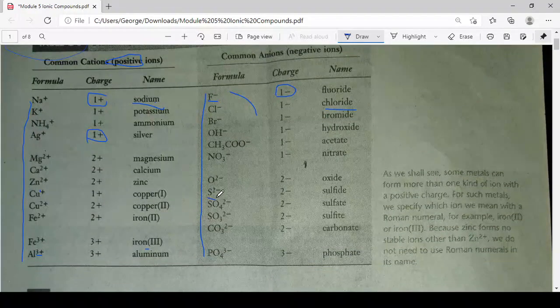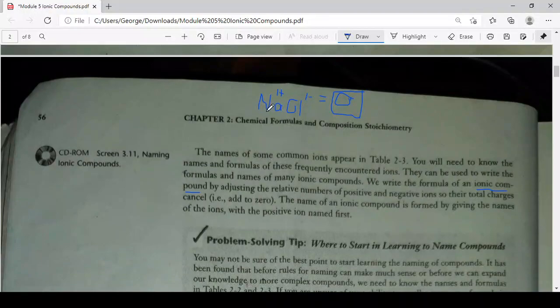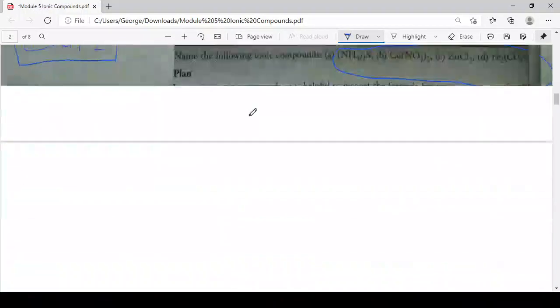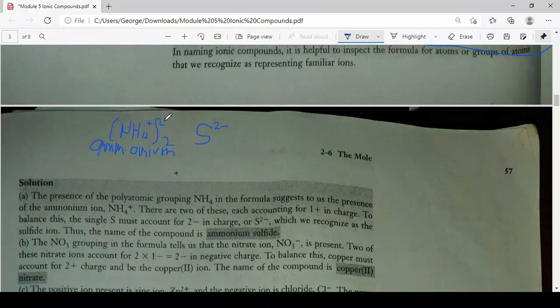Ang S natin is equals to 2 negative. Therefore, kay may 2 na ko ka ammonium ion, 2 plus na siya. Kaya ang isa ka ammonium ion is 1 plus. Kaya galing kay may 2 ta, 2. Therefore, equal na sila. Cancel out.